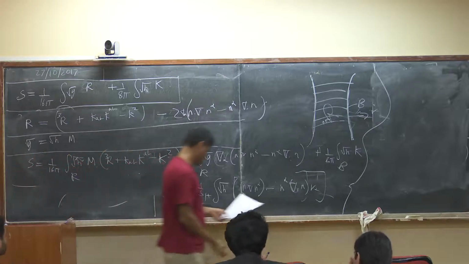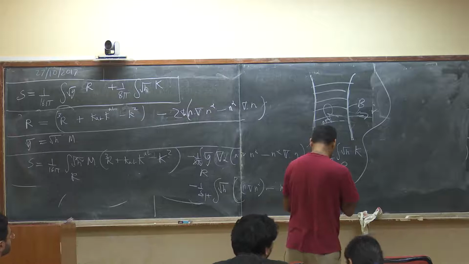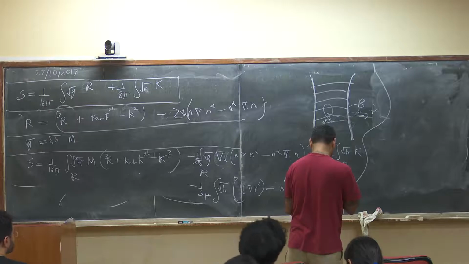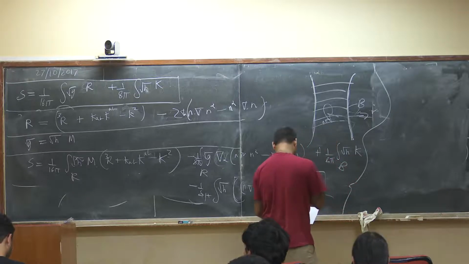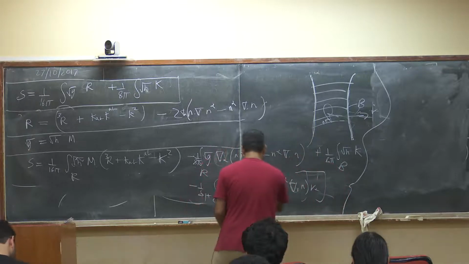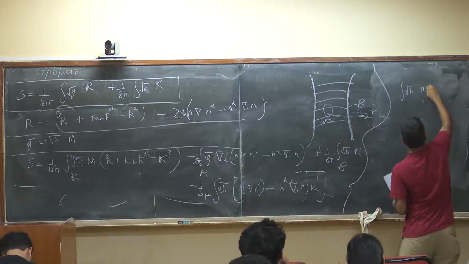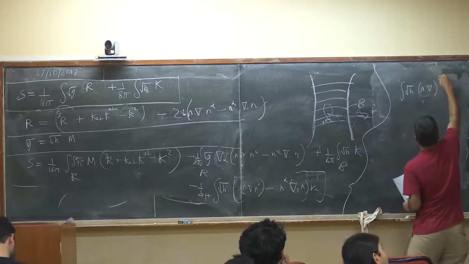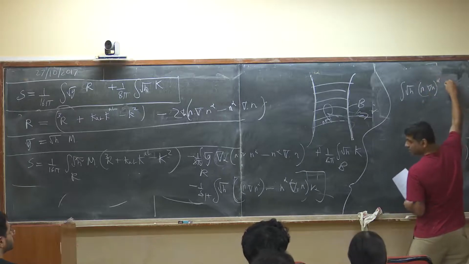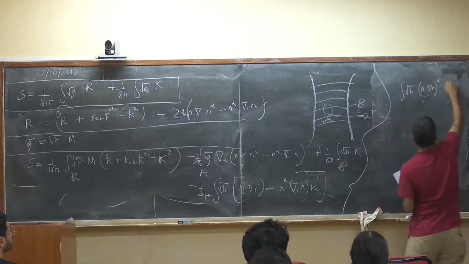See what this guy says. Okay, for this, let me just continue with this guy and see what I get. We've got integral square root h n dot del n alpha r alpha.